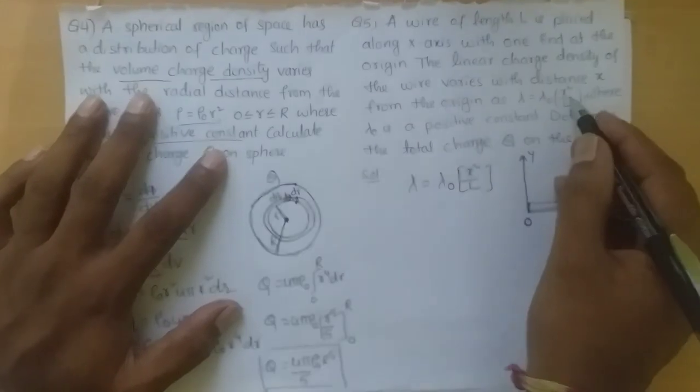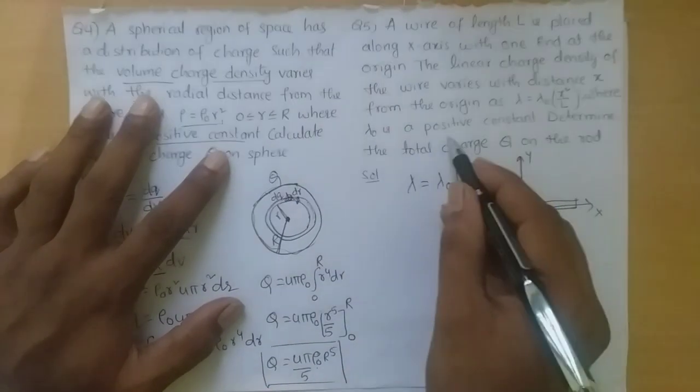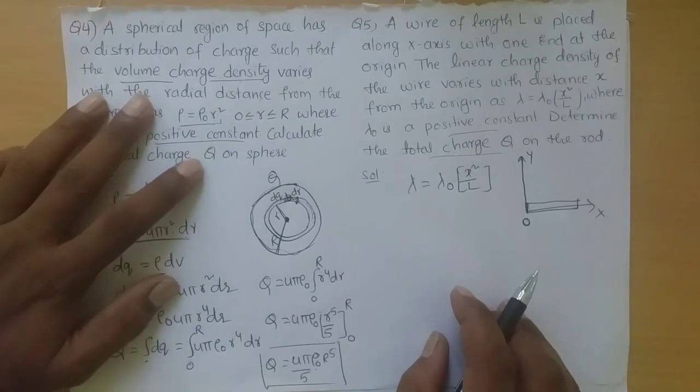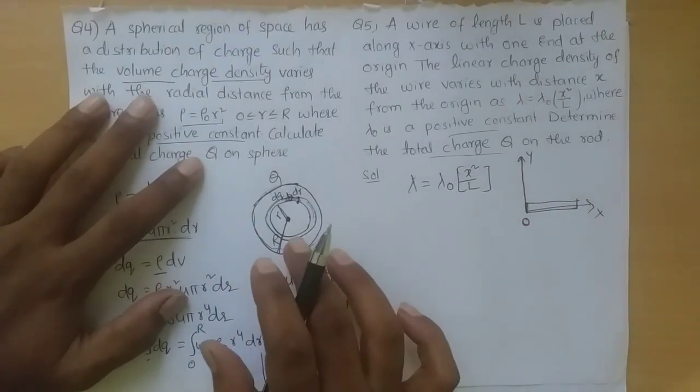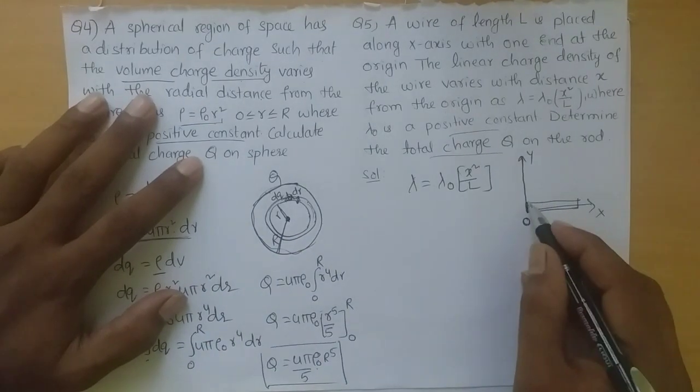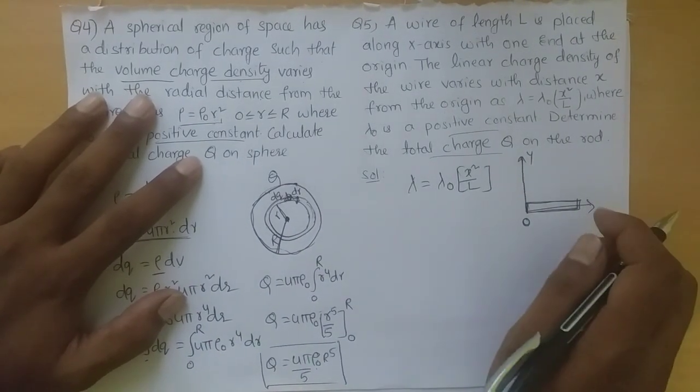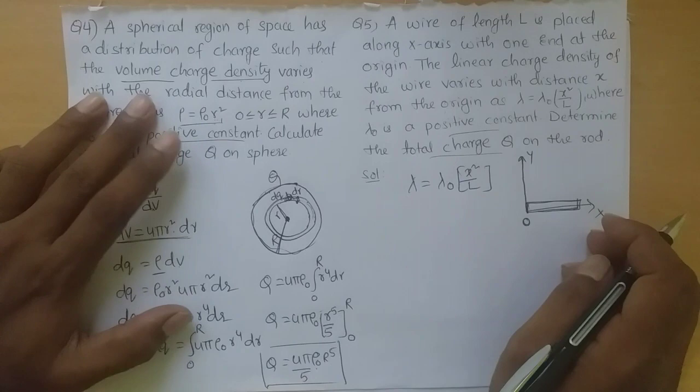This value is given, where lambda naught is positive. Determine the total charge q on the rod. Similarly, we have to find it, but this is the three-dimensional diagram, and this is the rod. The rod is one-dimensional, so we will consider the linear charge density.